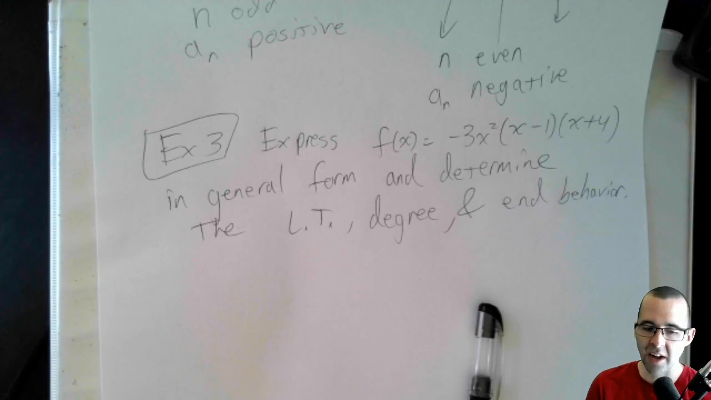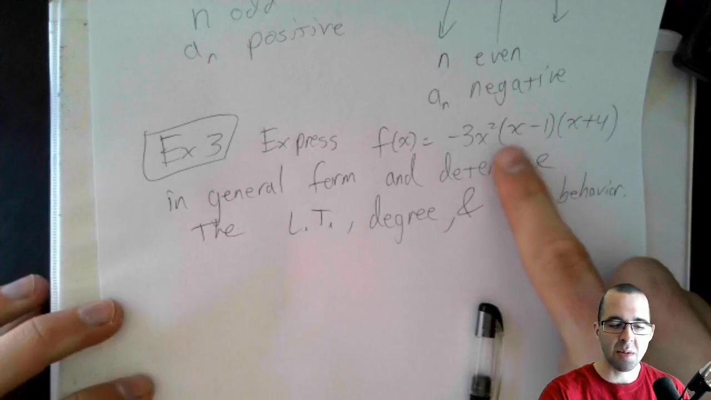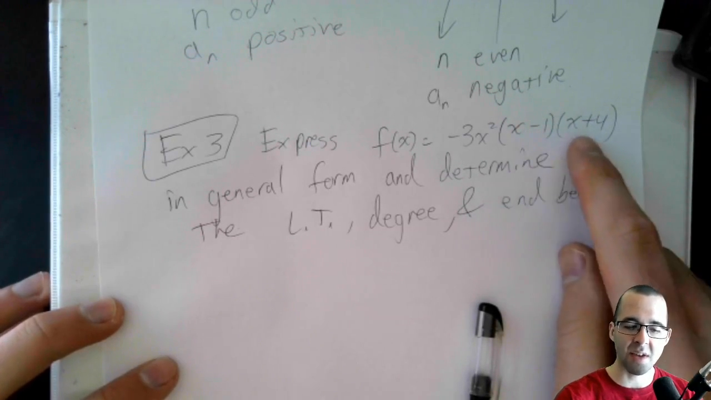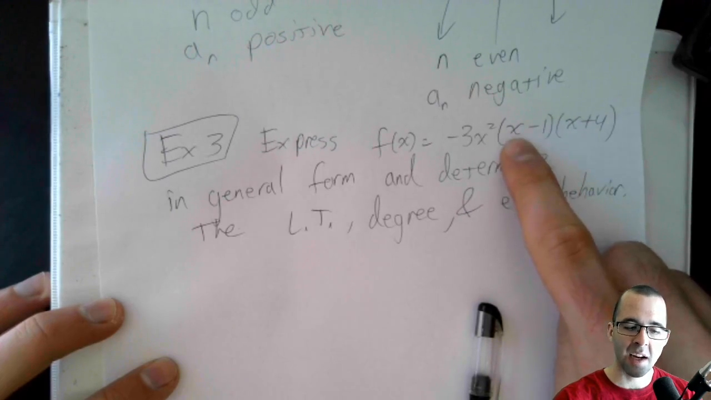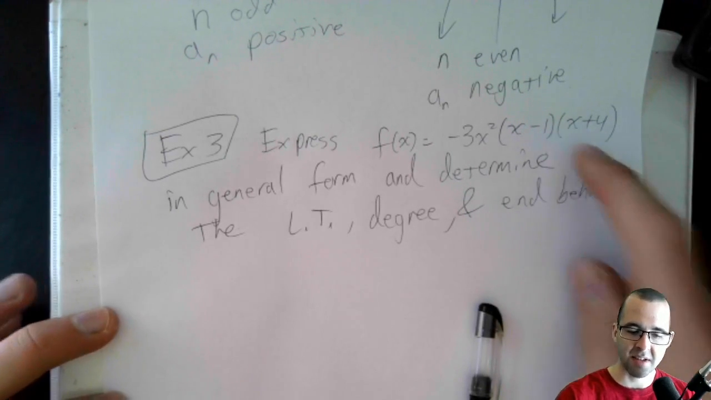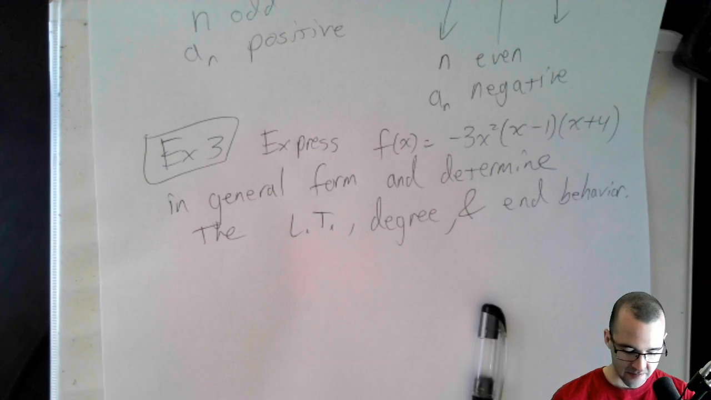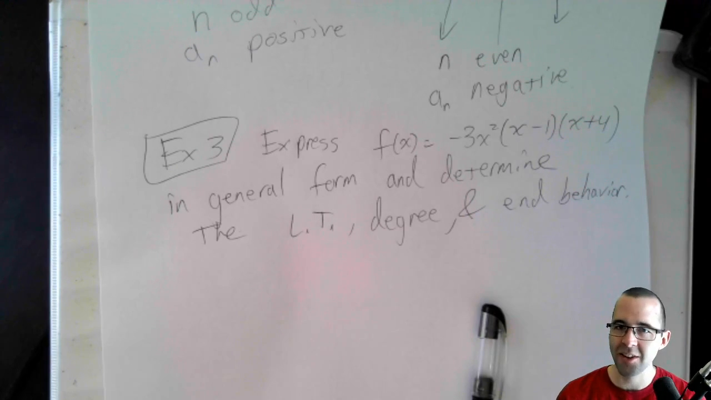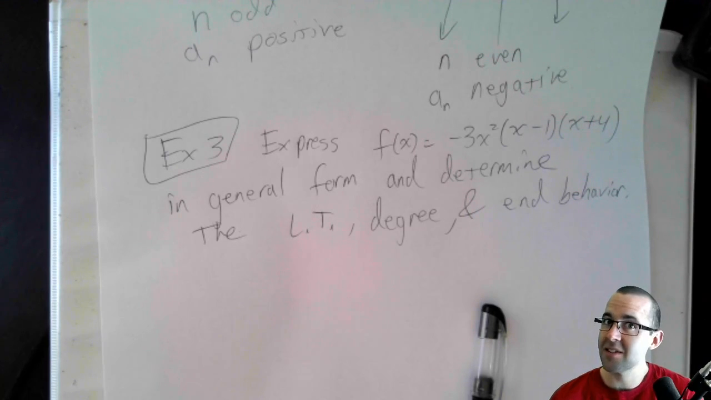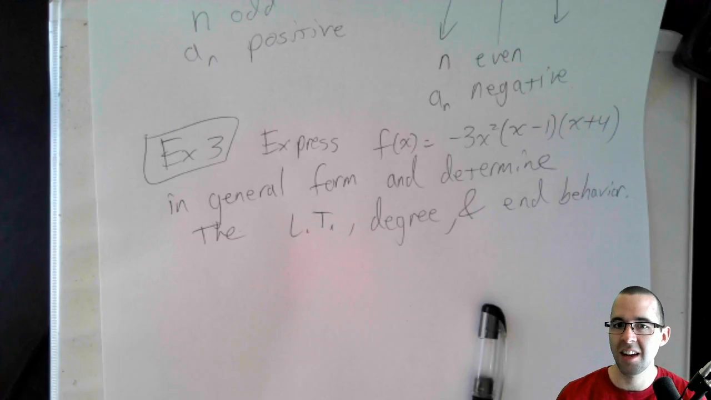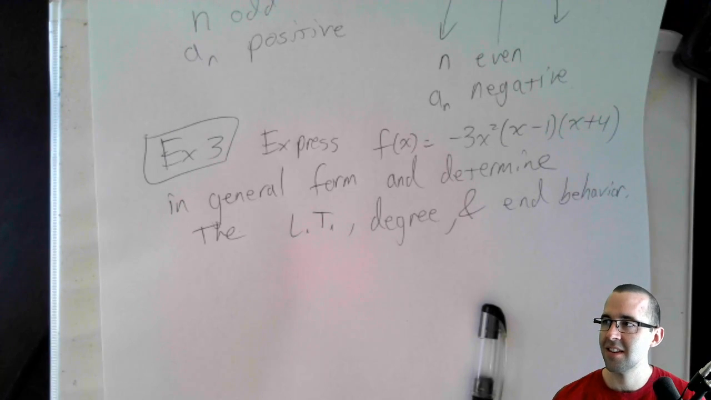The degree is 4. Yeah, good. Mm-hmm. Because when you expand this all out, what's your biggest x going to be? It'll be an x squared times an x times an x. The biggest power is going to be x to the fourth. Mm-hmm. What's the leading term going to be? Again, you don't need to be able to do this, but it will save you some time on the homework assignment if you can, and for like quizzes and stuff.